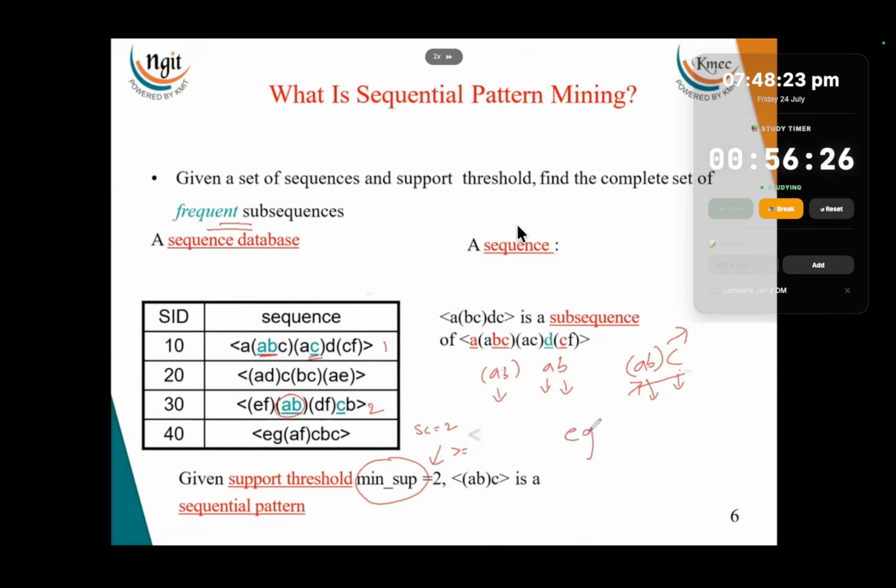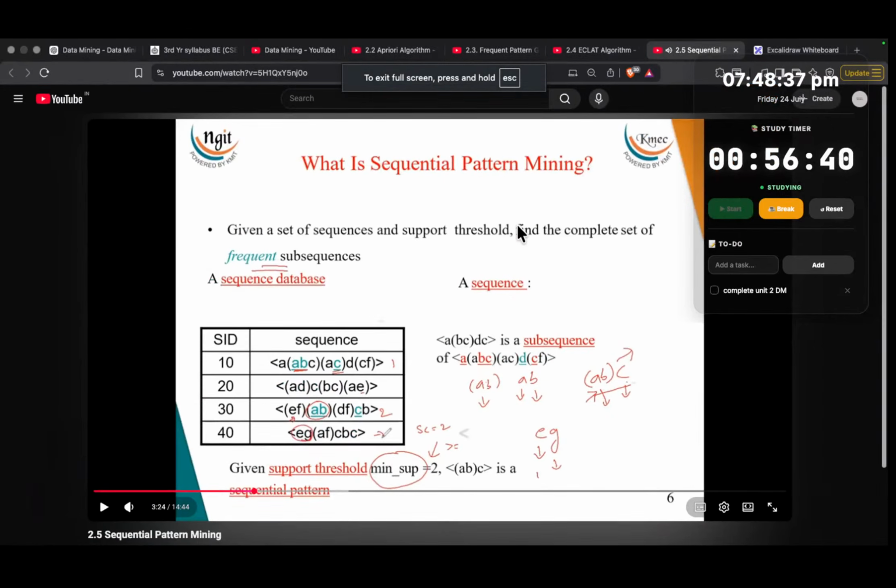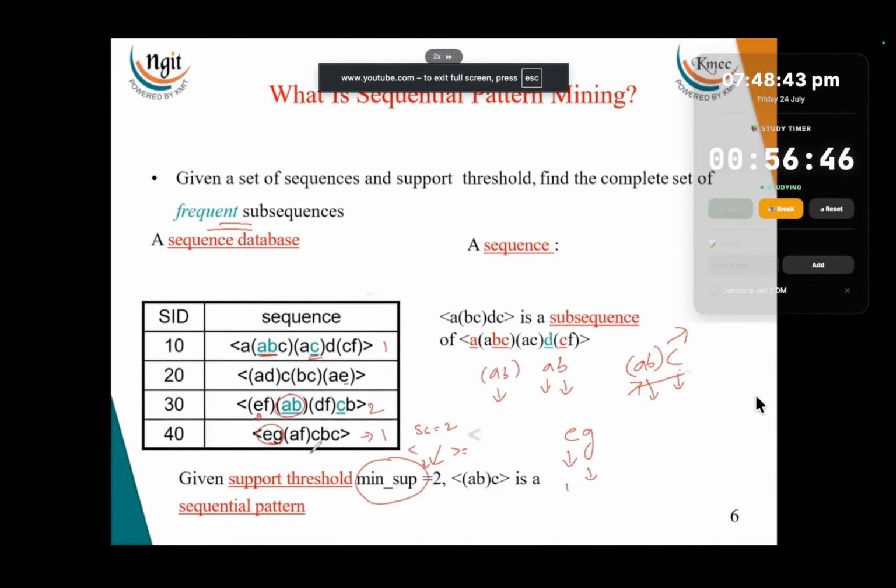In a similar way, if I want to find out EG in the database, E can be in one sequence and G can be in a different sequence. Now, let us look at the first sequence. We don't have any EG here. In the second sequence, we have E, but there are no items after the E. And in the third sequence, we have E, but there is no G, right? Here we have EG, and the support count here is 1. It is less than the minimum support count, so we'll eliminate this sequence. In this way, we can find all the frequent subsequences that are there, right? So let us understand this clearly with the different algorithms.